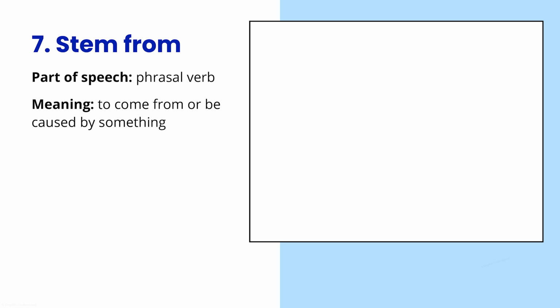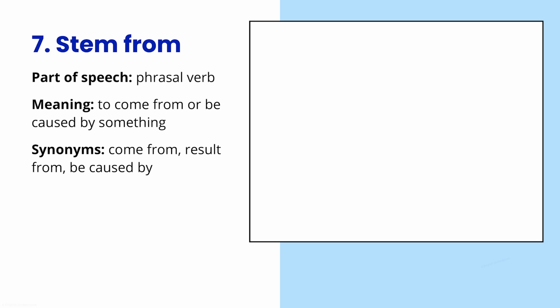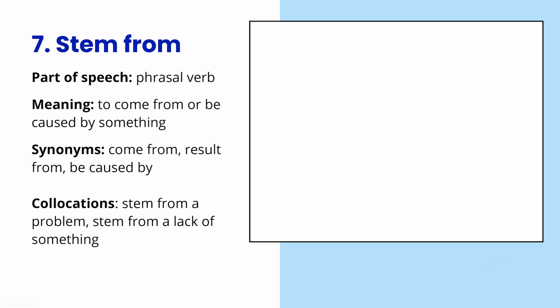The next one is stem from. This is a great phrase to use, and it's a phrasal verb. Now, stem from simply means to come from or to be caused by something. So here are some synonyms: come from, result from, or be caused by. And here are some collocations: stem from a problem. So this means come from a problem. Stem from a lack of something. So this would mean to come from a lack of something.